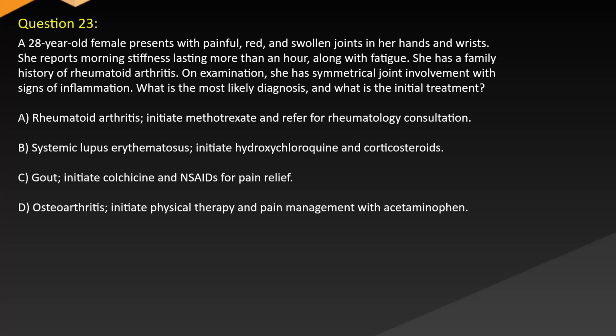A. Rheumatoid arthritis. Initiate methotrexate and refer for rheumatology consultation. B. Systemic lupus erythematosus. Initiate hydroxychloroquine and corticosteroids. C. Gout. Initiate colchicine and NSAIDs for pain relief. D. Osteoarthritis. Initiate physical therapy and pain management with acetaminophen.